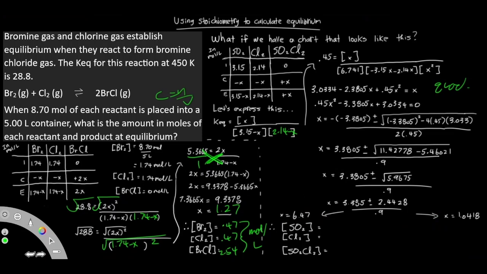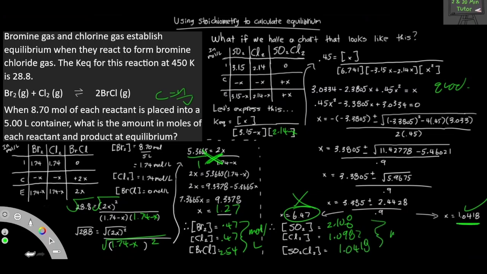We are not going to use x equals 6.47 because this is impossible. This value exceeds the initial concentration of the reactants, which is not possible. So we have to use this one where it doesn't exceed, so this makes sense. So we're going to insert this x into these ones over here. What do you end up getting for the concentration of SO2? 2.108. This one you end up getting 1.0982, and this one here is 1.0418. Okay, and all of these are in moles per liter.